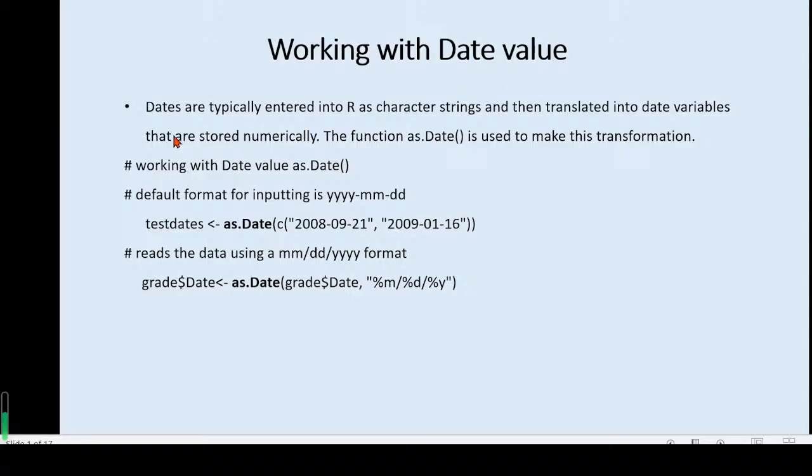Date values are typically entered into R as character strings and then translated into date variables, stored numerically. The function as.Date is used to make this transformation. For example, the default format for input is year, month, day. So we can set a date variable using as.Date with dates in the form year, month, day. We can also read the date using a specified format.